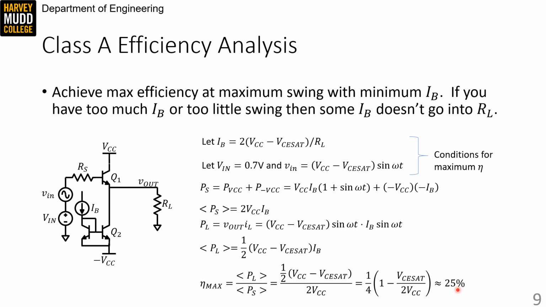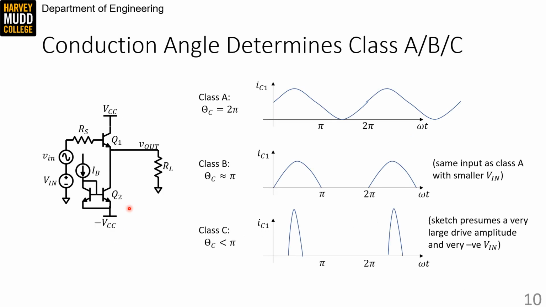And the main issue that causes both our low efficiency and our poor back-off properties is because we're always dissipating IB from our supplies to keep Q1 in forward active. So we might wonder if we can get away with not running current in Q1 all the time. And that line of thinking leads us to some other very common amplifier topologies called Class B and Class C amplifiers. This circuit on the left can equally represent a Class A, a Class B, or a Class C amplifier. The only difference between them is the value of V in and the amplitude of little v in.